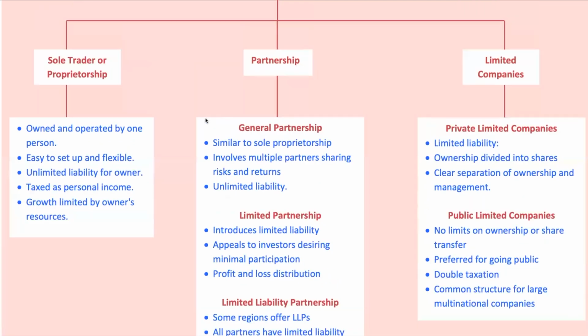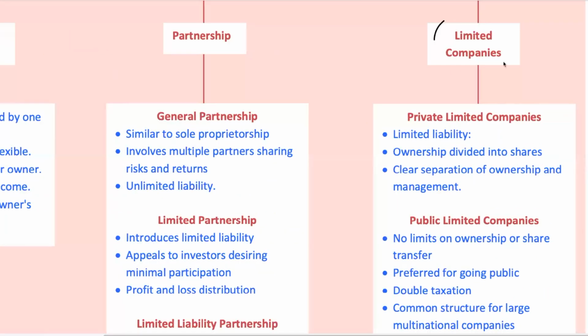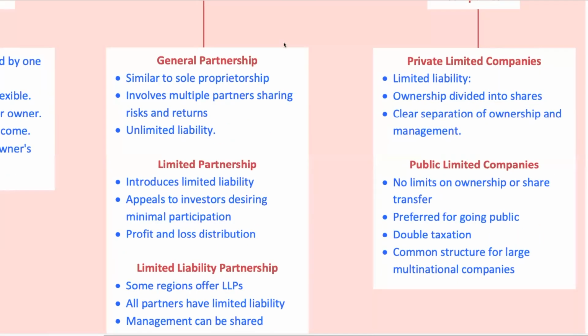Now, on to corporations, the primary focus of this lecture. Corporations are legal entities separate from their owners, offering limited liability, access to significant capital, and a structured management system. There are two main types: private limited companies. These offer limited liability and ownership divided into shares, but have restrictions on the number of owners and share transfers.